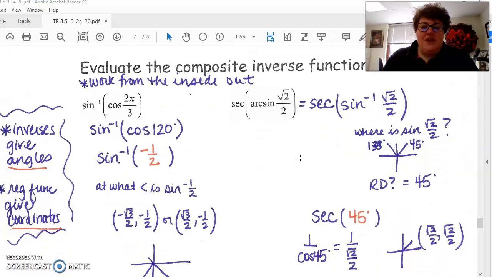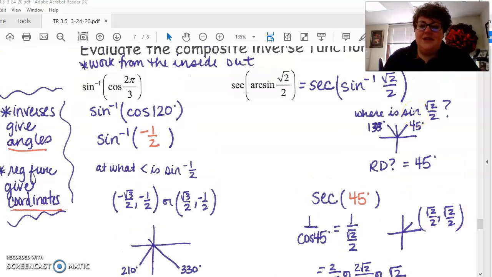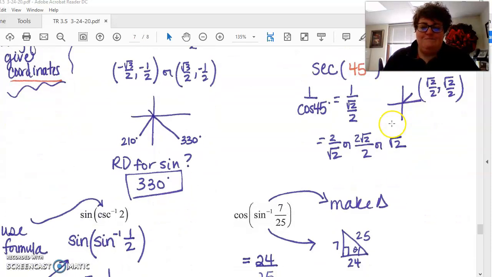So if we do composite inverse functions, we can combine these, and the key here to remember is inverses give us angles, regular functions give us coordinates. Always remember to work from the inside out. So use the parentheses first. This is a regular trig function, so it should give us a coordinate. And that's where we get the -1/2. And then when we take the inverse, we get out an angle. The restricted domain still applies. Okay, so I tried to show several bits of work for you there.